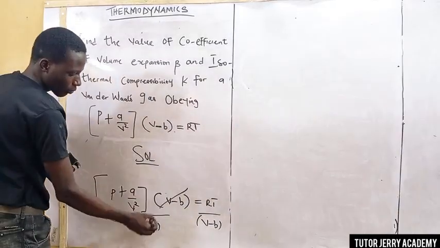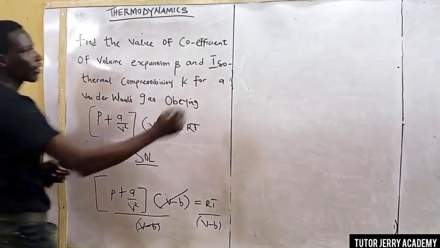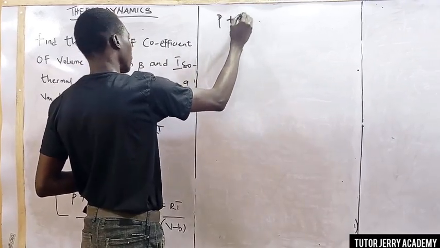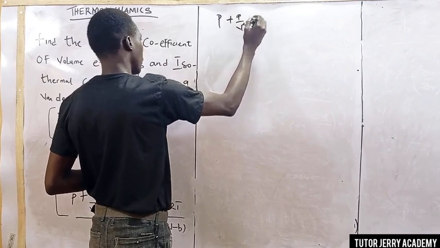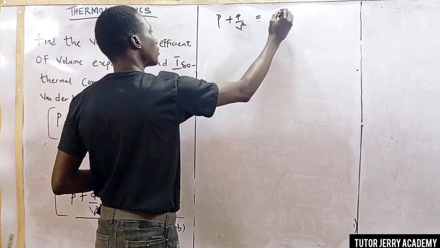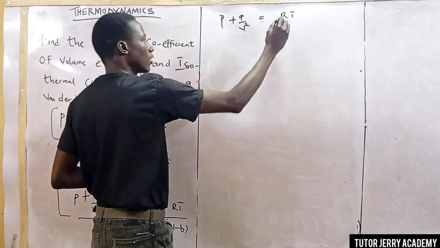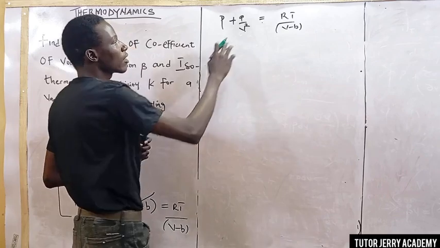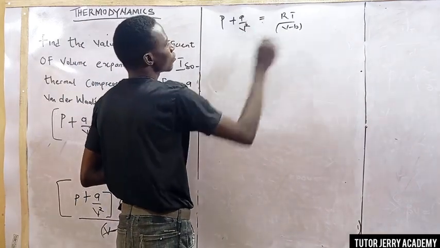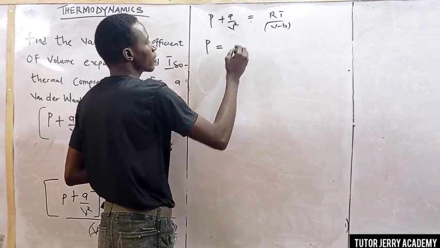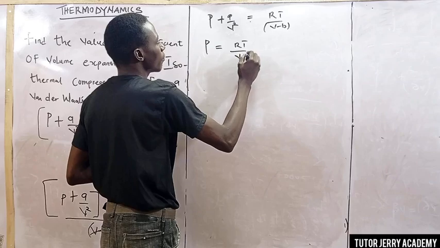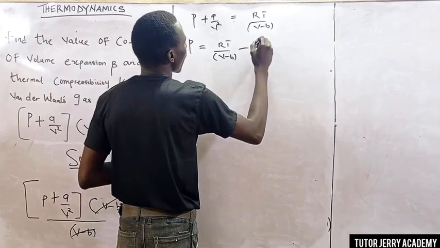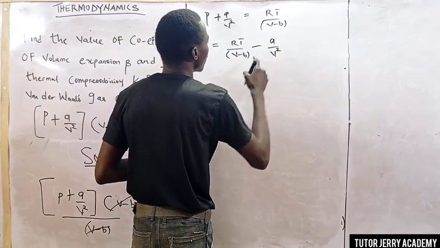And so V minus B goes with this V minus B, and what we have here is P plus A all over V squared equal to RT over V minus B. So this is what we have. Next, we can take A over V squared to this side. So we have P equal to RT all over V minus B. Taking A over V squared to this side, it becomes negative. So we have minus A all over V squared.